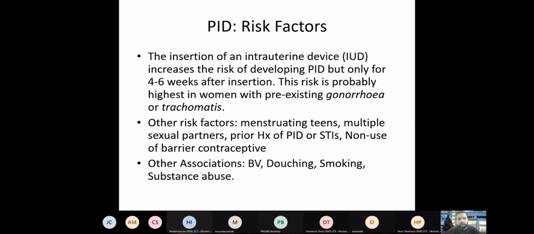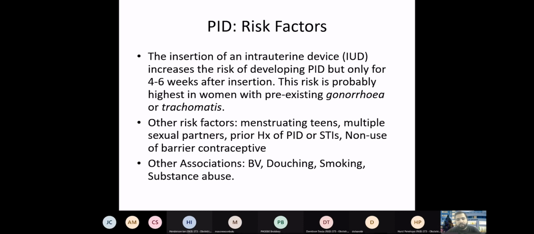Apart from this, other risk factors include menstruating teens. By far the largest population who come and present with PID is females less than 25 years, and particularly those who are in their teens. Multiple sexual partners, previous history of pelvic inflammatory disease or STIs, and unprotected intercourse are again risk factors.